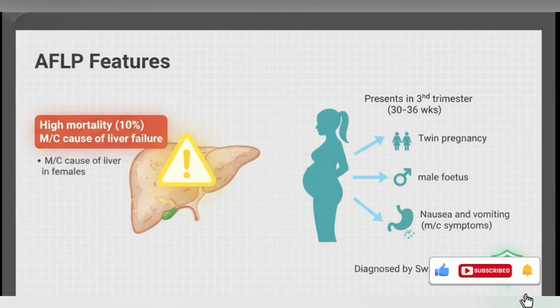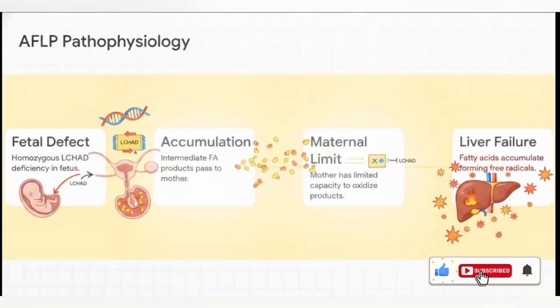ascites, and hepatic encephalopathy. Risk factors? Primigravida, a previous history of AFLP, twin pregnancy, preeclampsia, and carrying a male fetus. The mnemonic is super simple. Male twins previously affected. Male fetus, twins, preeclampsia, previous history. Easy, right? And hey, while HELLP uses Tennessee criteria, AFLP is diagnosed using the Swansea criteria. Now, this brilliantly illustrates exactly why AFLP happens.